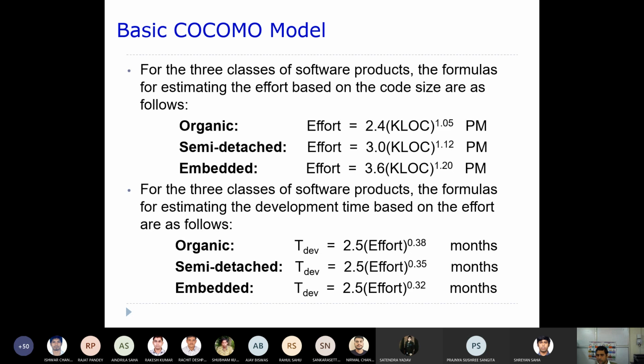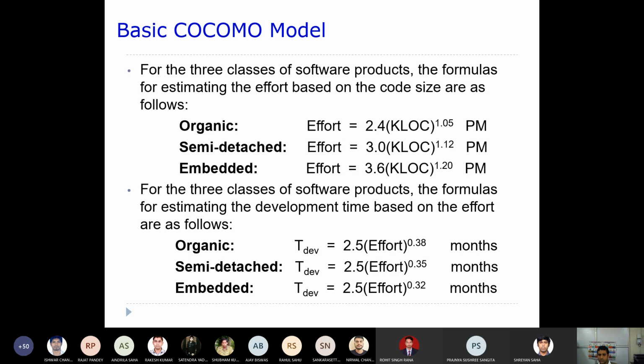Now you can see another observation from this. The effort required for an embedded system is more than semi-detached and organic. Yes or no? Yes, surely. Why is it more? Because the power is 1.2, and the constant is also more, 3.6. A1, A2, A3, if you see like this, A3 is also more, right? 3.6. So that means an embedded system takes more effort.